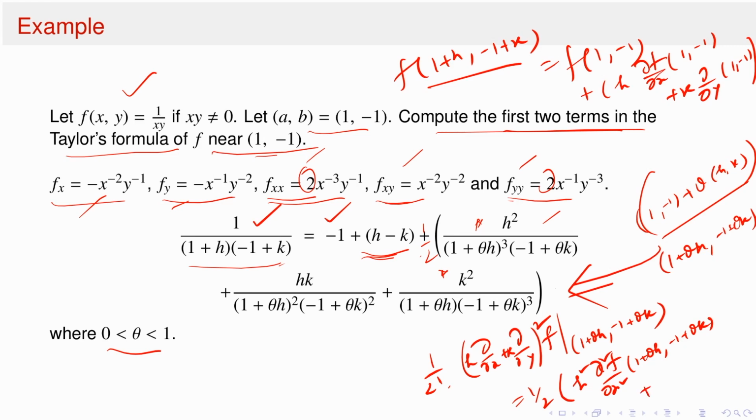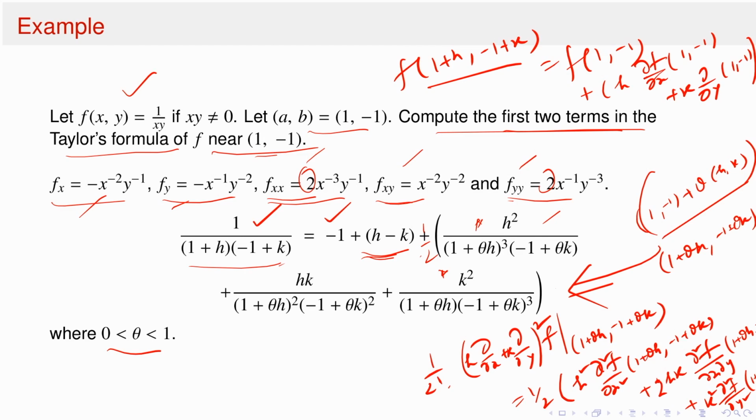Second one, again the mixed partial derivatives exist and are continuous, so the value will be same. So, that means 2 times h k del 2f del x del y at the point (1 plus theta h, minus 1 plus theta k), and plus k square del 2f del y square at the point (1 plus theta h, minus 1 plus theta k). Okay. These 2 and these 2 get cancelled.